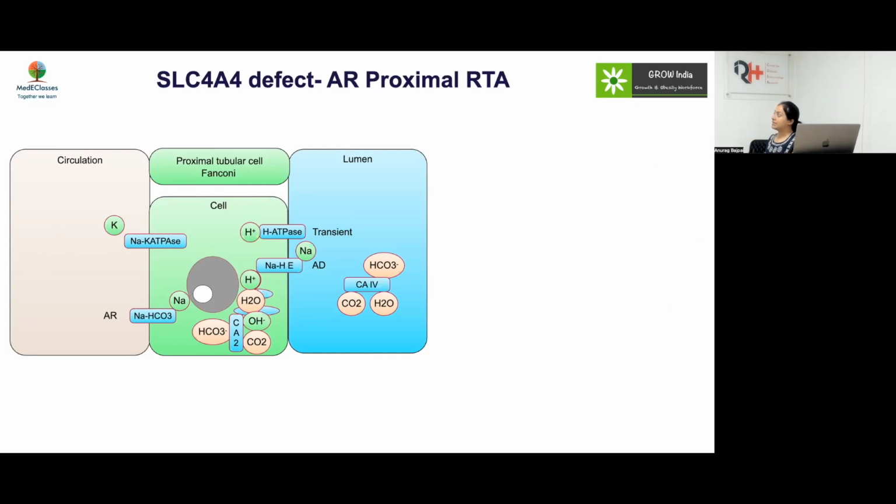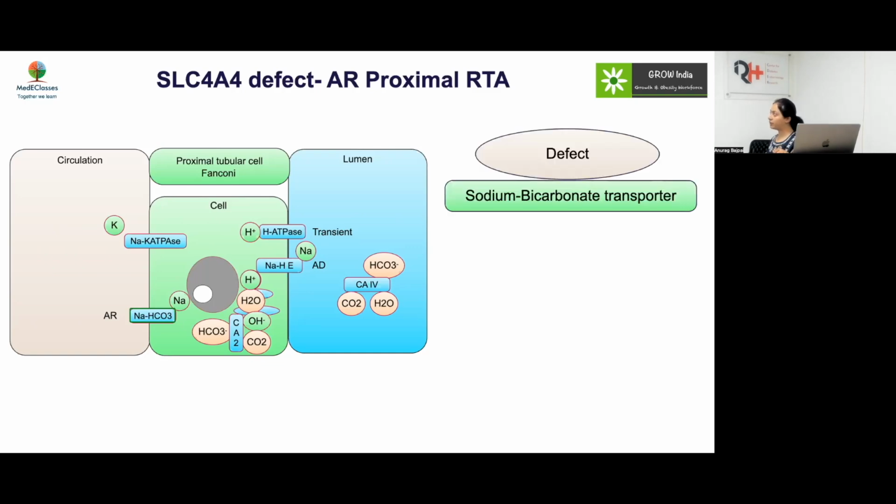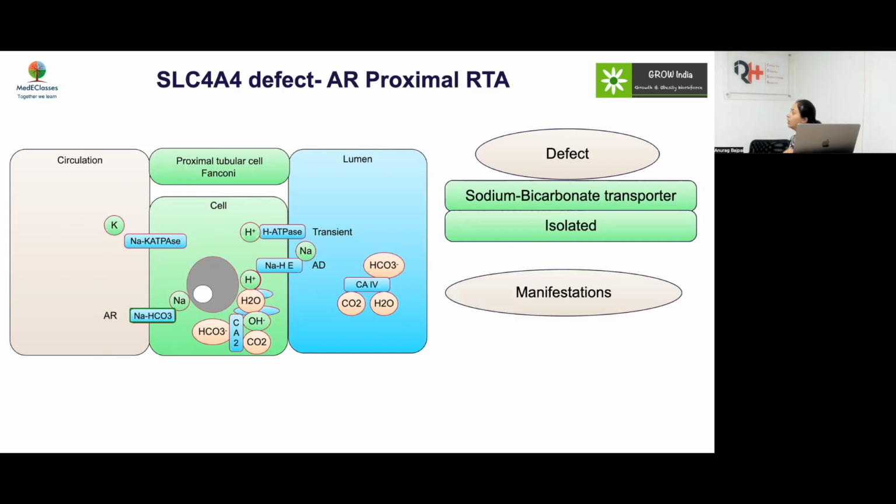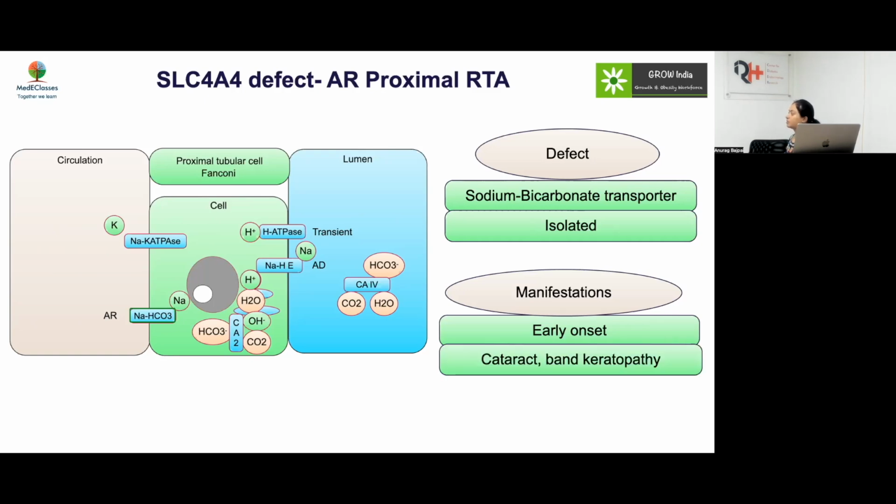Now, like the SLC4A1 defect that we saw in distal RTA, we have the SLC4A4 defect in the autosomal recessive kind of proximal RTA. Here, the problem is an isolated sodium bicarbonate channel defect. Since it is isolated, you will not see glucosuria, amino aciduria, and phosphaturia. The manifestation is an early onset proximal RTA-like picture, and the children may also have cataract, band keratopathy, and enamel hypoplasia in this condition.